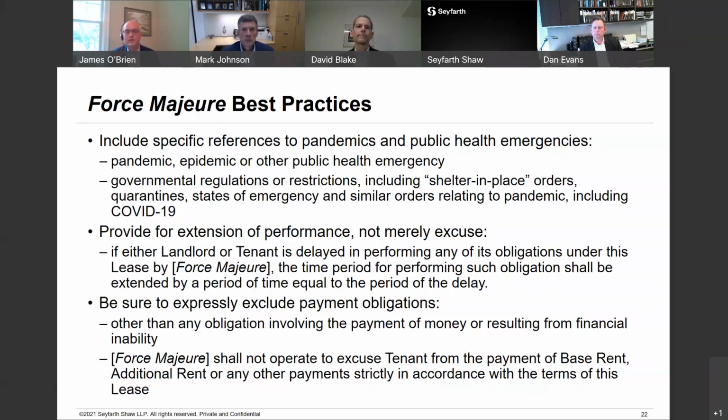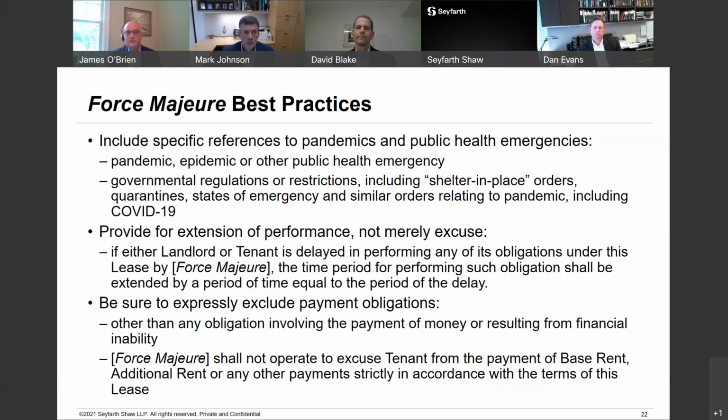So certainly as a landlord, you might want to excuse some of the tenant's operational performance, but you want them to keep paying rent as long as possible. And tenants may negotiate otherwise, but it's good to try to be clear as to what your deal is. So start with the position that you're excluding payment obligations. And again, these are some examples.